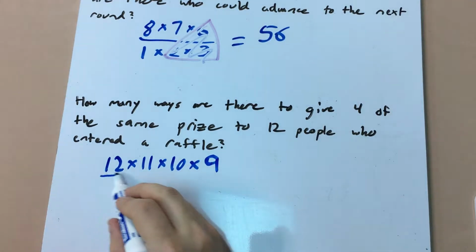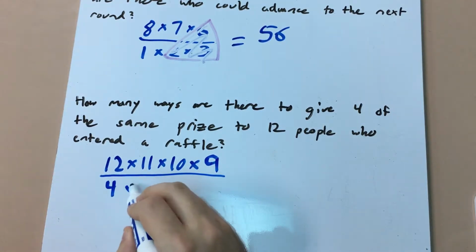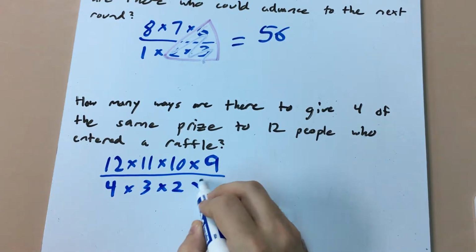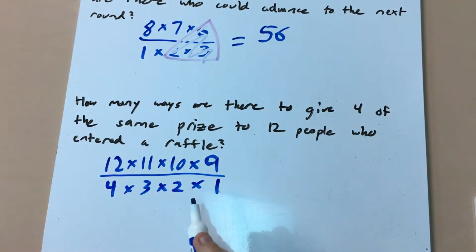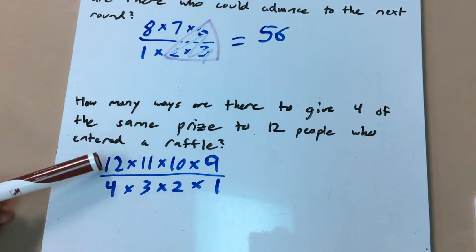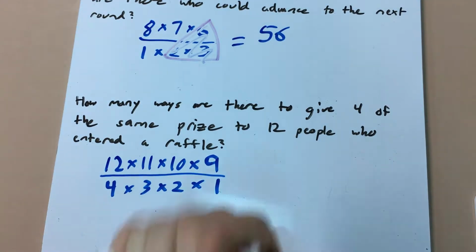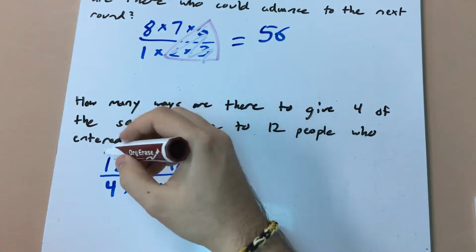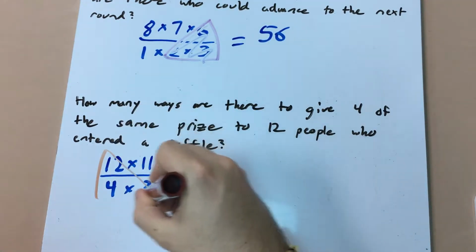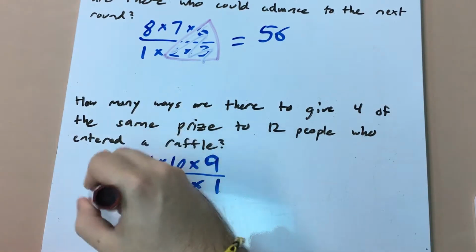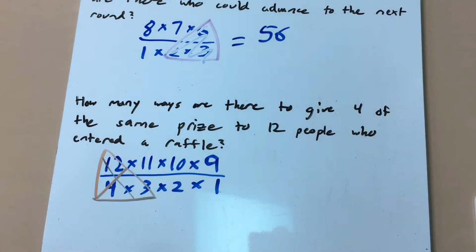But once again, I need to divide by the number of orders that we could have picked out those 4 people in, because this is a problem where order doesn't matter. And once again, I'm going to go ahead and look for some shortcuts. I'm going to start by seeing that 12 equals 4 times 3. And I'm going to say, okay, since 4 times 3 equals 12, I can just get rid of all of these.